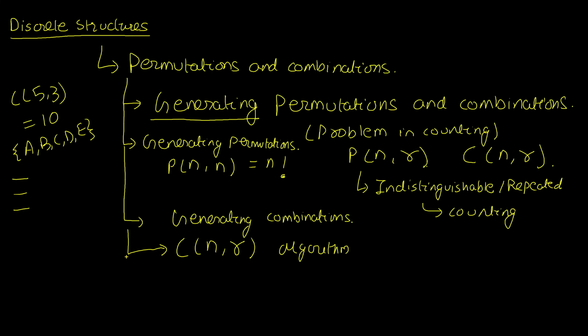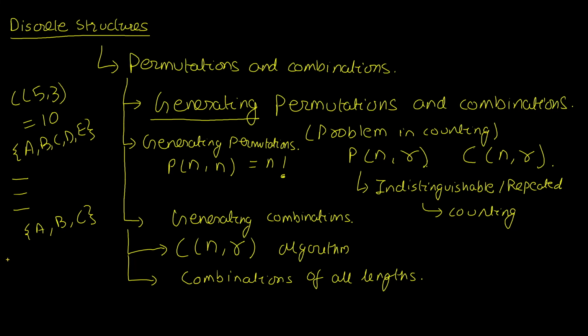But we'll also quickly look at an algorithm for all combinations, or I should rather say combinations of all lengths. Just to give you a little bit of perspective, let's say I have a set of A, B and C. I know that there are 3 combinations of length 1. They're just going to be A, B and C individually. Of length 2, I'm going to have 3 combinations as well: AB, BC and AC. Remember, the order doesn't matter, I'm looking at combinations. And if I look at the combination of length 3, there's only one combination that includes all of A, B and C.